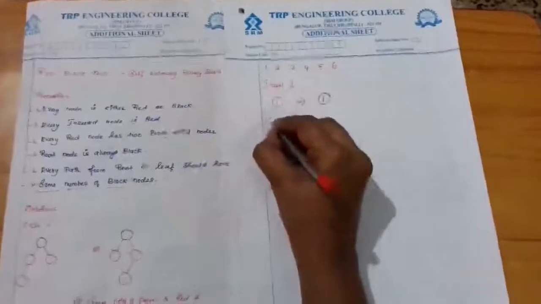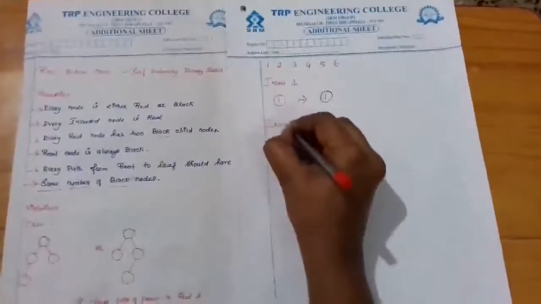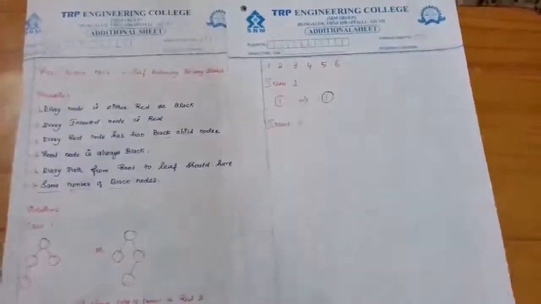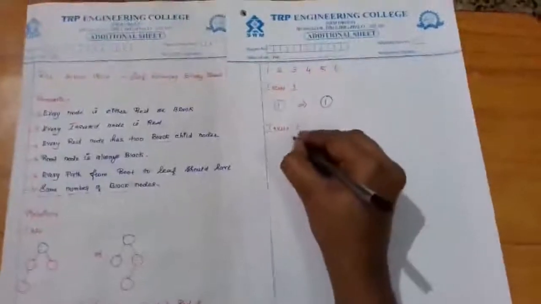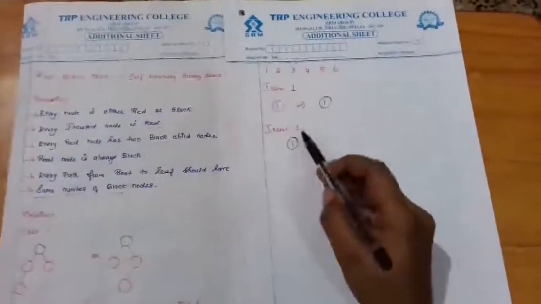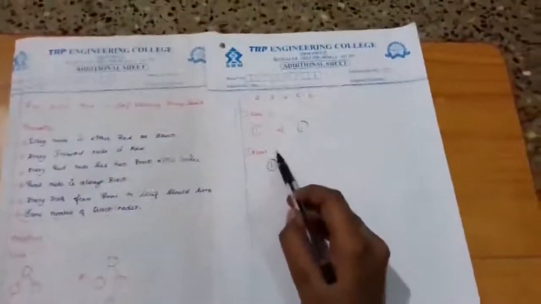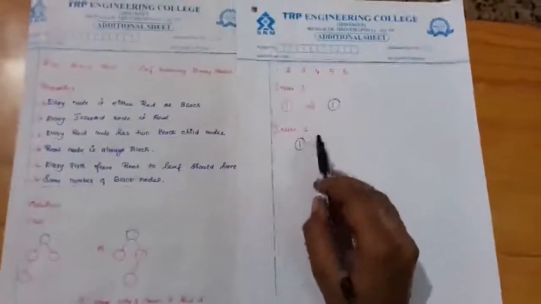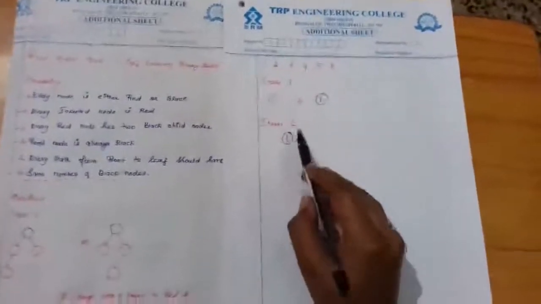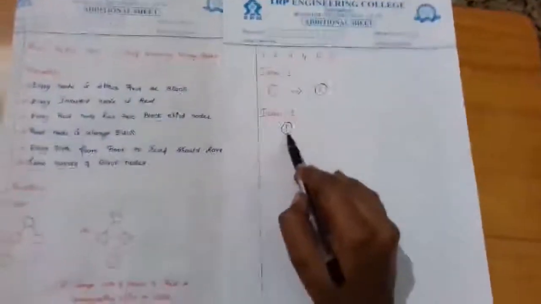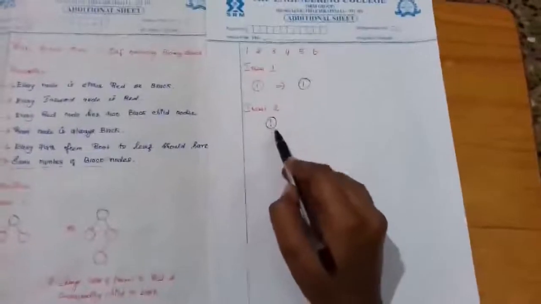Now I am trying to insert 2. Already we have the root node 1 as black. Now before inserting, as I already said, a red-black tree is a binary search tree. We need to check whether the value of the node we are trying to insert is lesser than or greater than the root node. So I am trying to insert 2, which is greater than the root node. As a binary search tree, it should follow the right subtree.